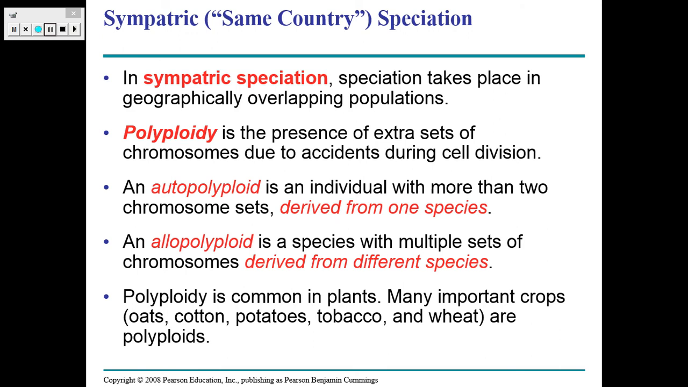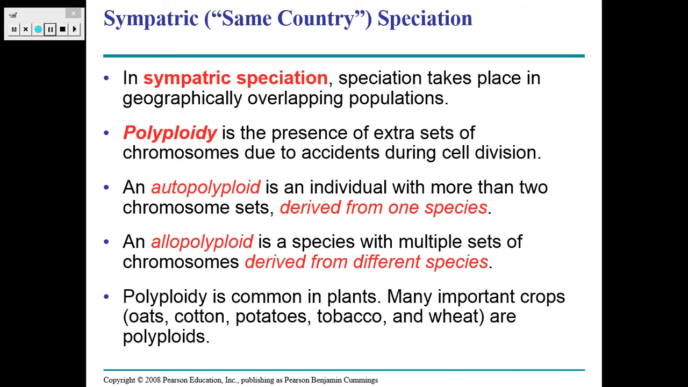So this speciation happens when there's geographically an overlapping population. So they're not geographically separated, but there's still speciation going to occur. And polyploidy, maybe put a 1 next to this one, polyploidy is the first example. Okay, so polyploidy is the first way that this can happen. And that's when you have extra sets of chromosomes because there's been some sort of accident during cell division. We're talking about during meiosis, so formation of the eggs and the sperm.